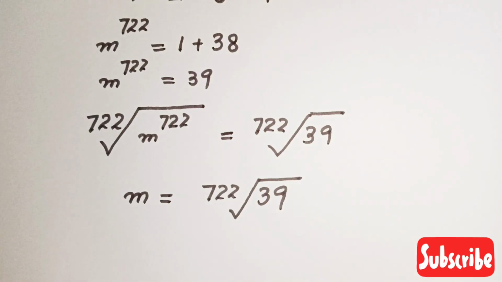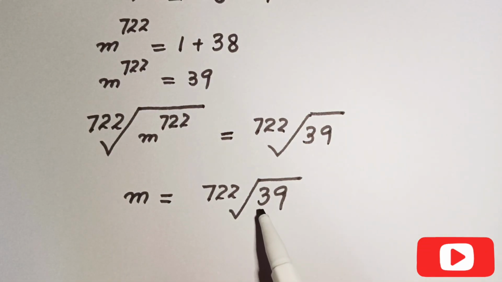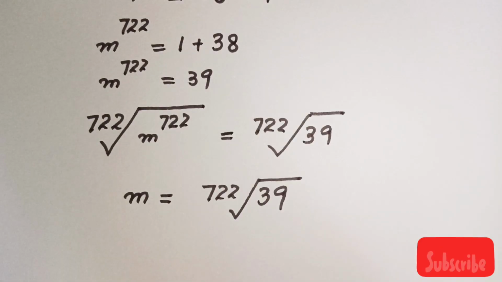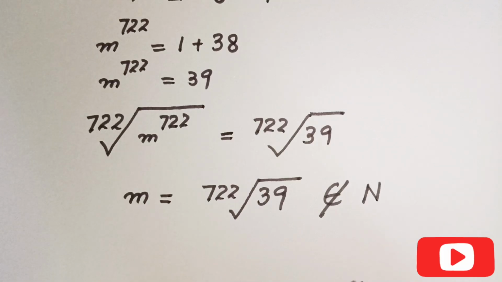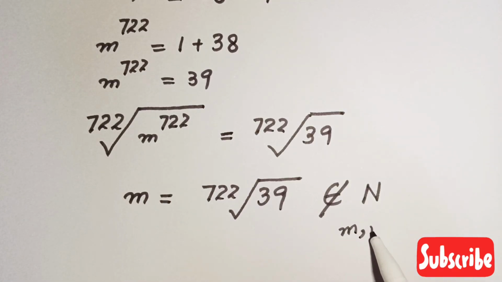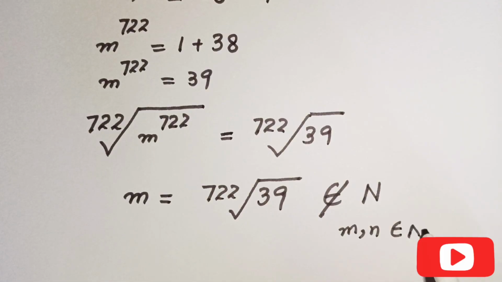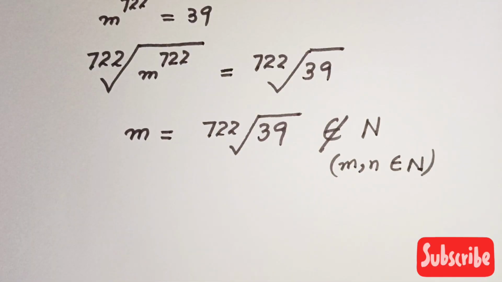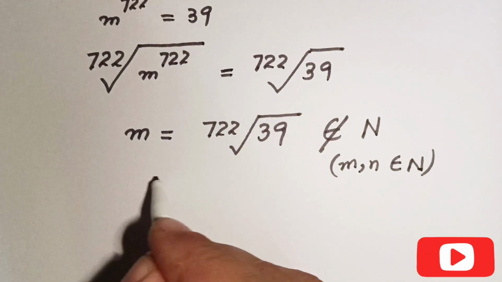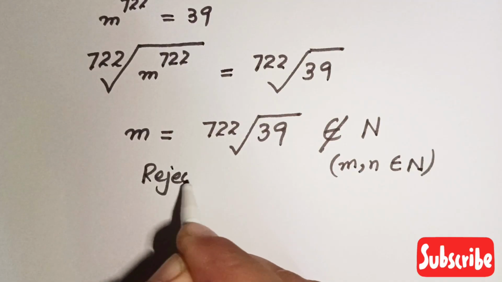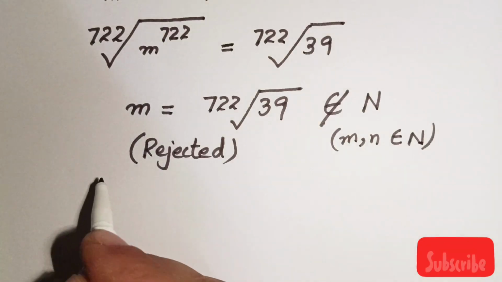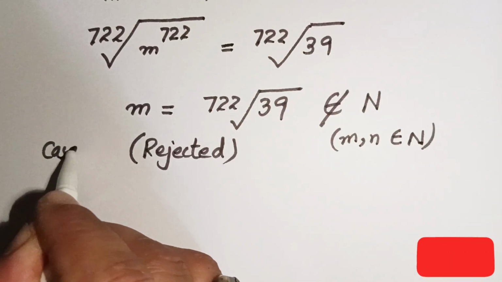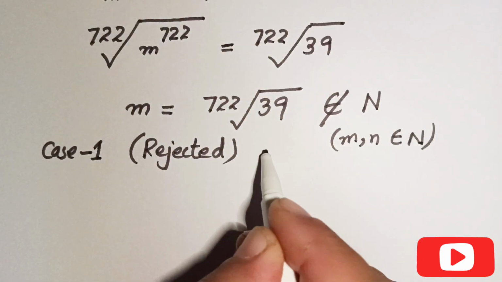Now we see that if we solve this by calculator, we don't have a natural solution here, so it is not actually an element of natural numbers, and in the question it is given that m and n are elements of N. So we are going to reject this value of m. If this is rejected, then we just write that case 1 is rejected.